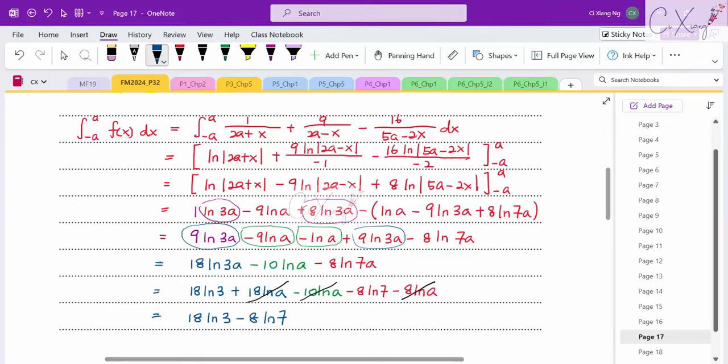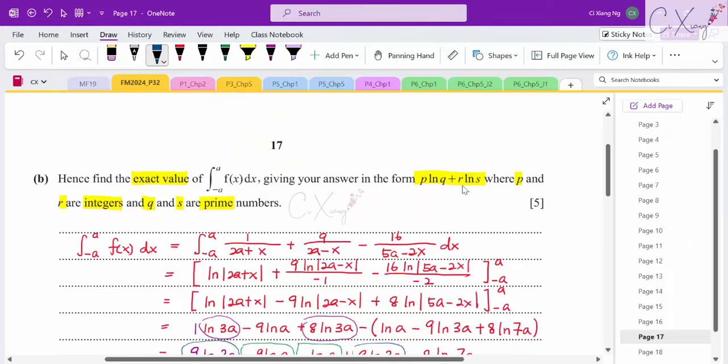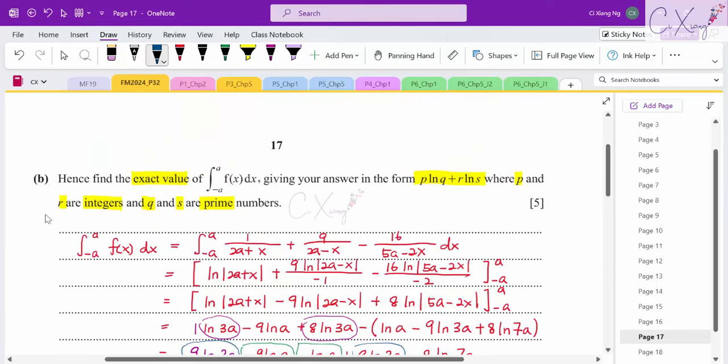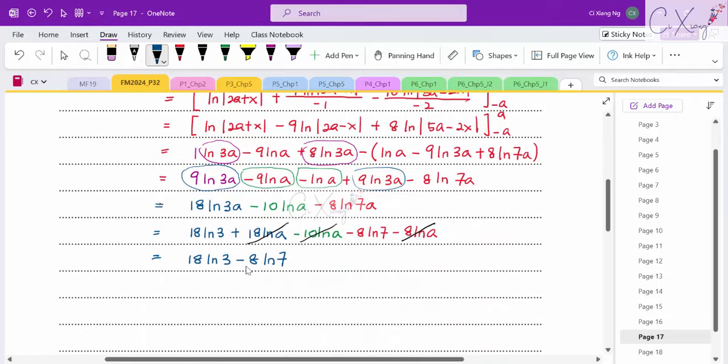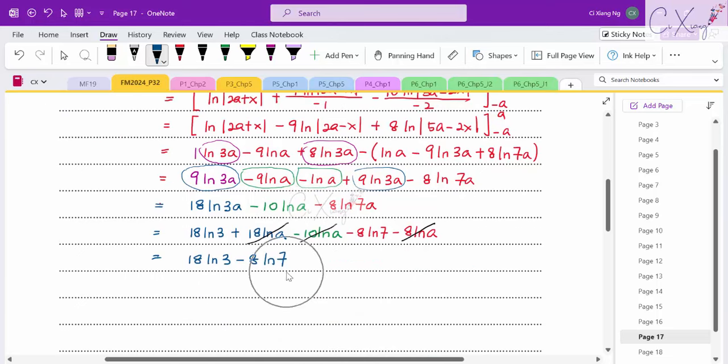Let's check and see whether this is the pattern requested by the question. So we have P ln Q plus R ln S, which is true, correct? And then P and R are integers. So the numbers in front are integers. So 18 and also negative 8 are integers, no problem. And also Q and S are prime numbers. Q and S inside the ln are prime numbers. 3 and 7 are both prime numbers. So this is basically the correct answer pattern that they want, right?